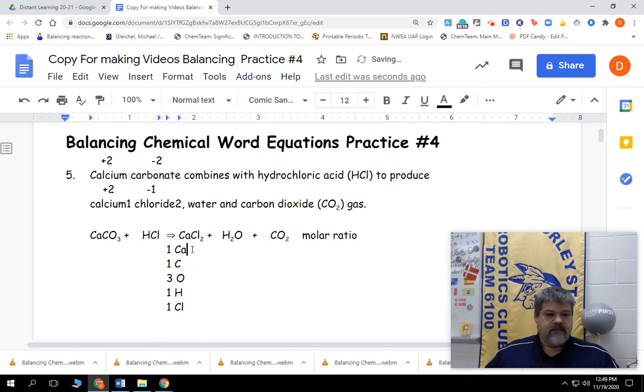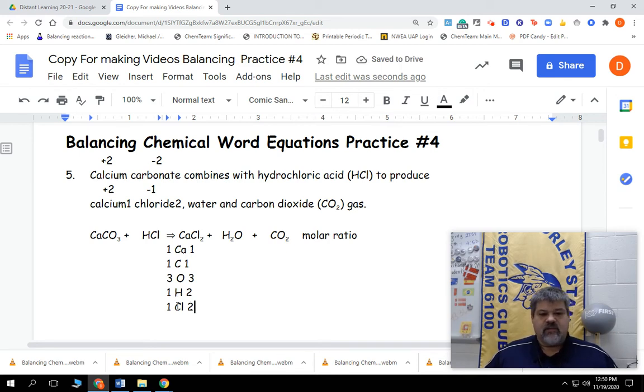So on this other side, okay, we have 1 calcium. Our carbon over here is 1. Our oxygen, 1, 2, plus that one right there. So we have 3. Looking good so far. Hydrogens. Okay, I had 1 on this side. Oh, I have 2 hydrogens on this side. So we have 2 there. And our chlorines, I have 2 on this side. So I have 2.